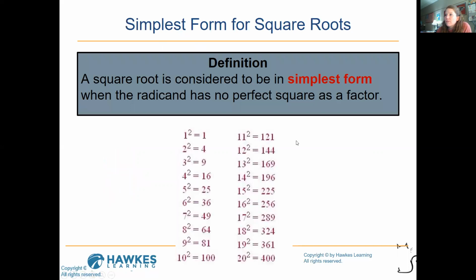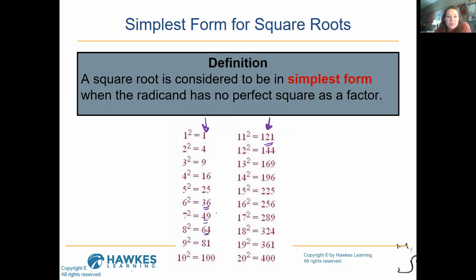So first of all, you need to be familiar with the term perfect squares. All of these numbers on the right are perfect squares. Why is 121 a perfect square? Because 11 times 11 is 121. Why is 36 a perfect square? Because 6 times 6 is 36. Any number that is a product of another number and itself, that is a perfect square.